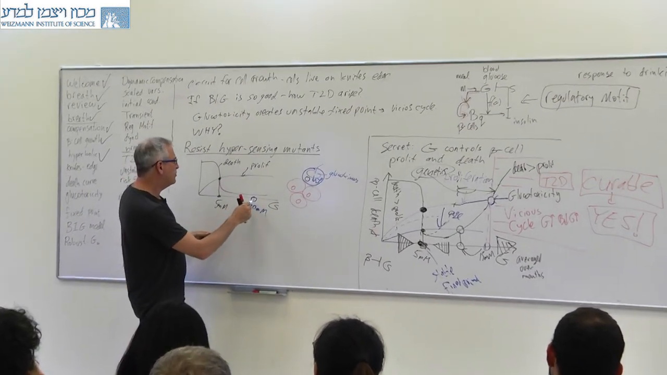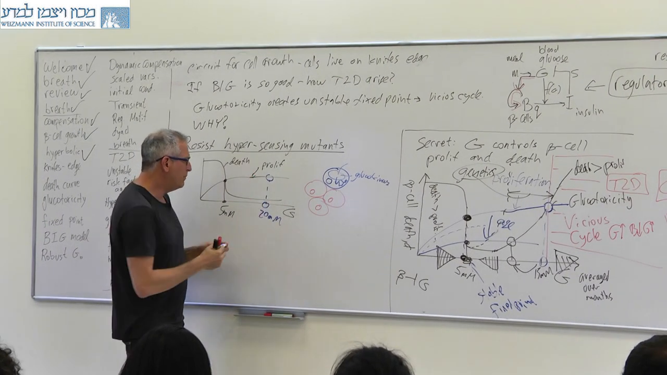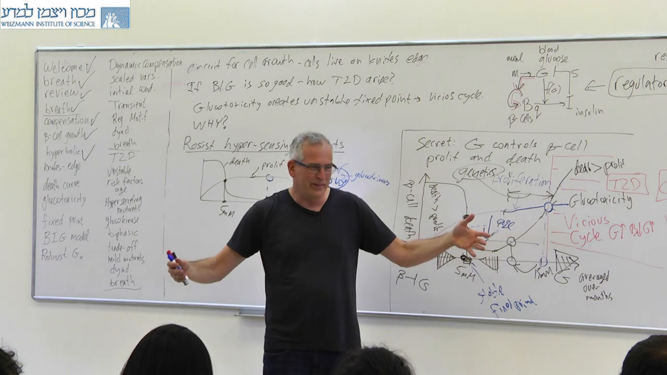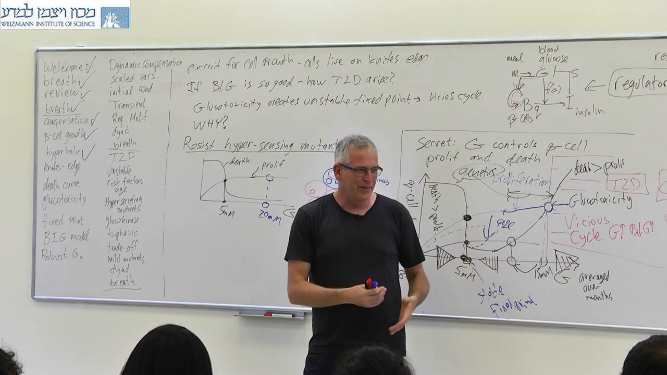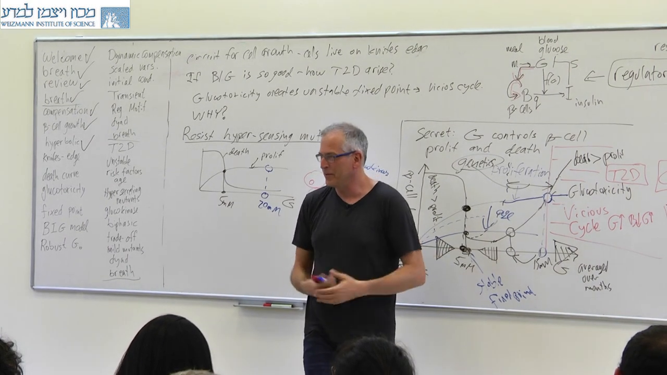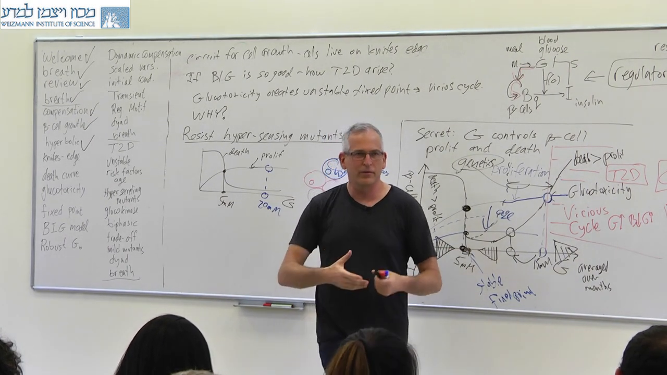And then what happens to those cells? They think, oh, there's 20 millimolar glucose, we need to expand and make more insulin to get that glucose away. That's what we're built to do. They don't know that they're mutant, right? They just think there's 20 millimolar. So they start expanding.